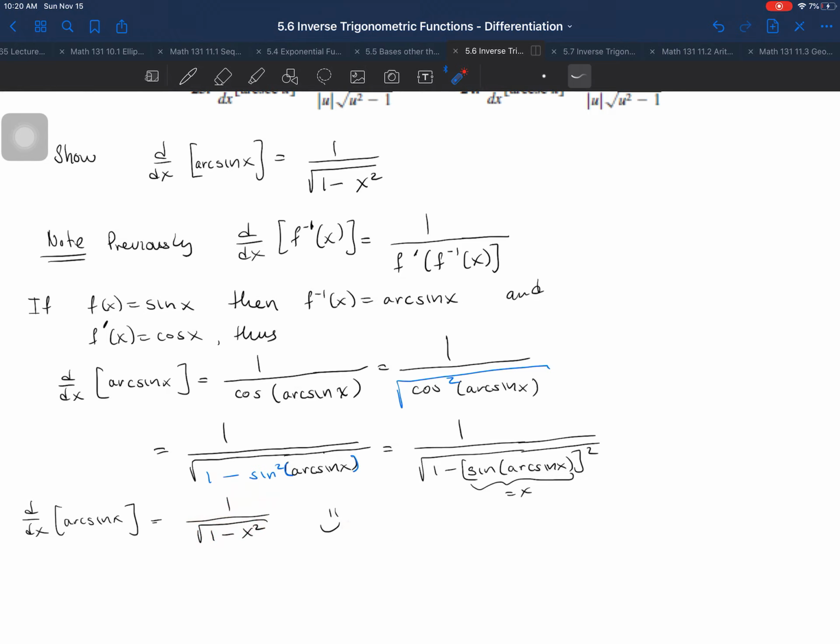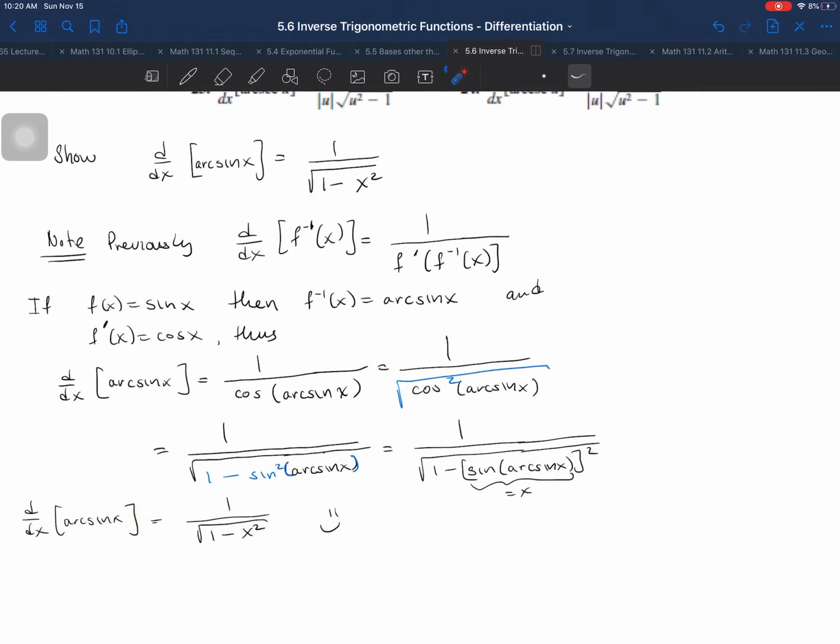So there you go, right? So we found it. Now, obviously, if you have u there, then it changes everything up, right? Because then that's a function of x, and so you're going to have to multiply the end by the derivative of u, right? So it's very simple for us to change this into terms of u.